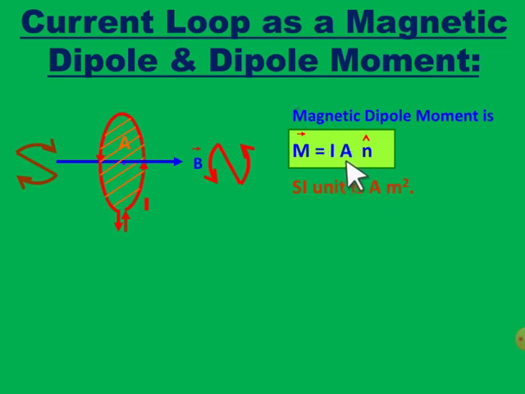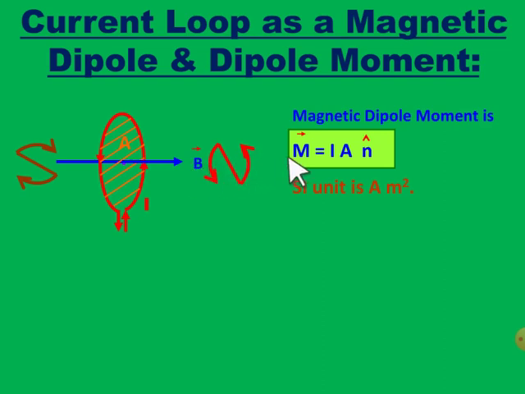So I into A, where I is the current flowing through that circular conductor and A is the area of that circular conductor, or loop. And what is this n cap? N cap is a unit vector in the direction of the magnetic field. If you curl your right hand, with the forefinger stretching mutually perpendicular to your thumb, and curl it in the direction of the current, then the direction of the thumb will give you the direction of this n cap, or you can say it will be in the direction of the magnetic field B.